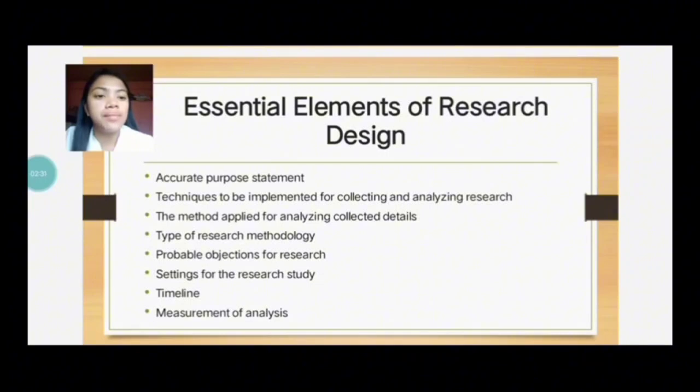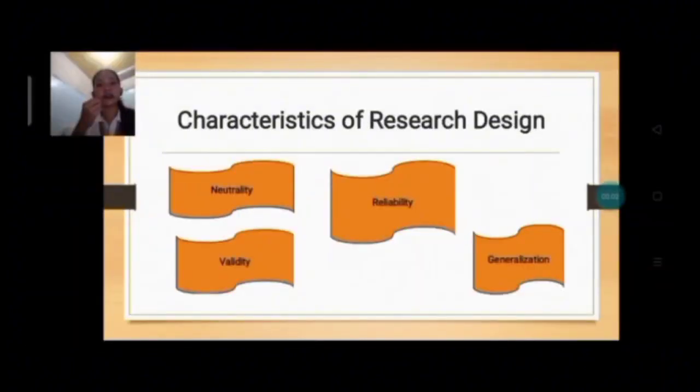Measurement of analysis. This pertains to how data will be measured and assessed. It includes the selection of appropriate scales, instruments, or criteria to evaluate the variables under investigation. This step ensures the reliability and validity of the study's findings. These elements collectively form the foundation of a well-structured research design, helping researchers plan, execute, and report their studies effectively and with integrity. There are four key characteristics of research design: neutrality, validity, reliability, and generalization.